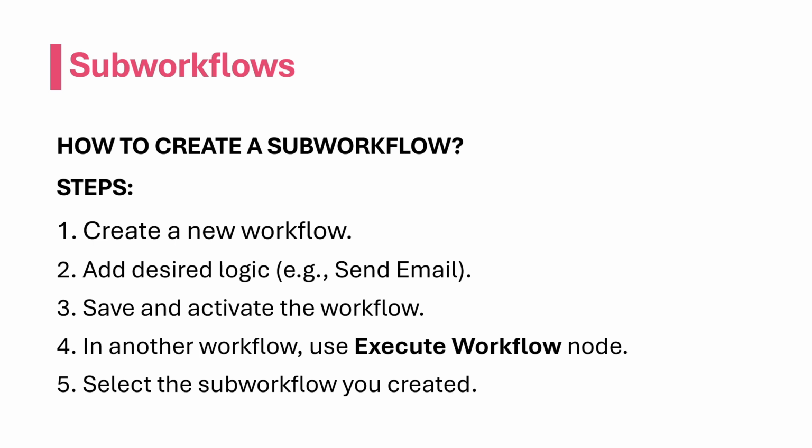So now we will look at how to create a sub workflow in n8n. The first step is to create a new workflow with the logic you want to reuse. For example, you can make one that sends an email notification. Step 2, save and activate it. Third, in your main workflow, add Execute Workflow. Select the sub workflow you created earlier, and finally, when you run the main workflow, it will automatically execute the sub workflow inside it, just like calling a function.